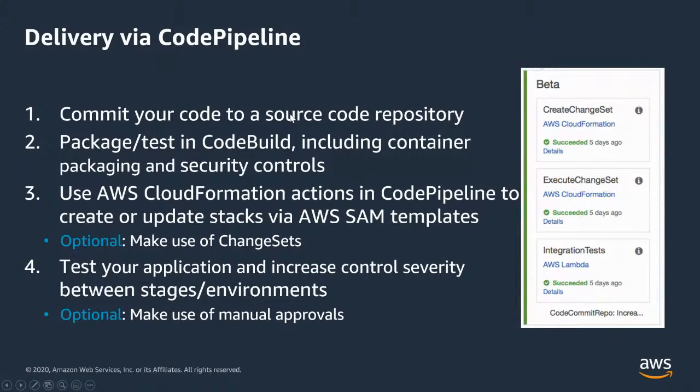If you do delivery, you would commit your code, then package and test it in CodeBuild, then run CloudFormation actions, and then test your application and increase control severity. Now the thing is, with CI/CD, a lot of the work of orchestrating your infrastructure goes away, right? Because you're automating a lot of the steps which you would manually do yourself, and also what you're solving through this is that you are ensuring that the same steps are executed always.